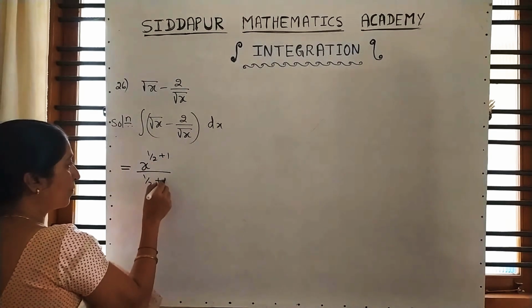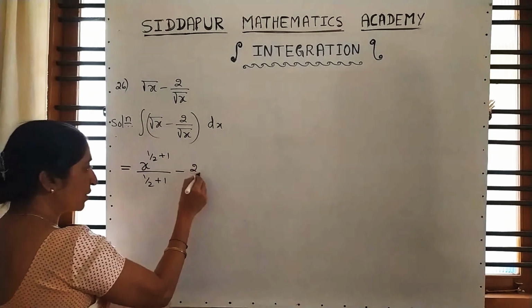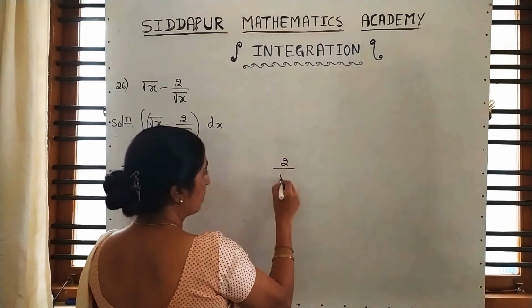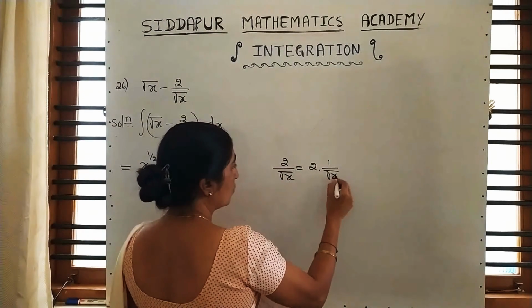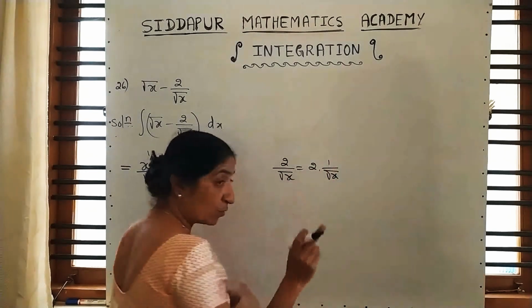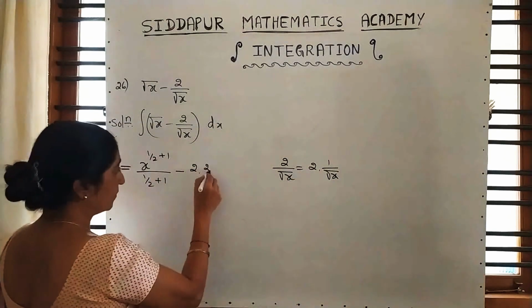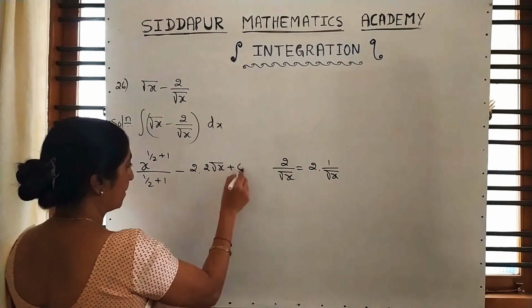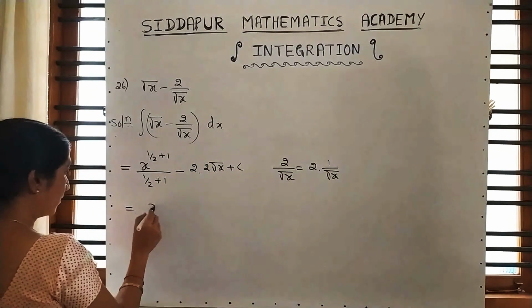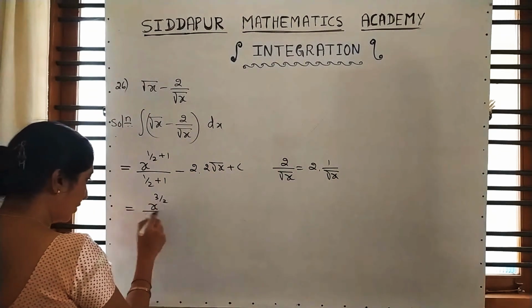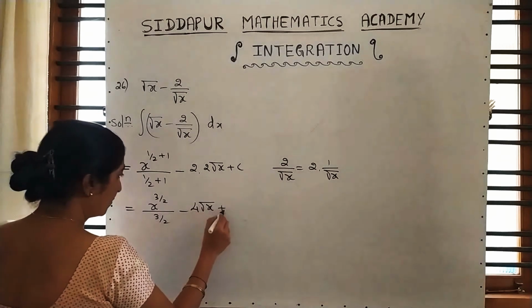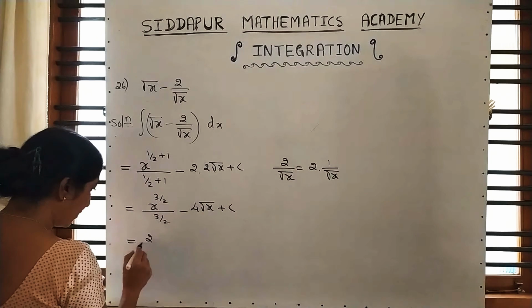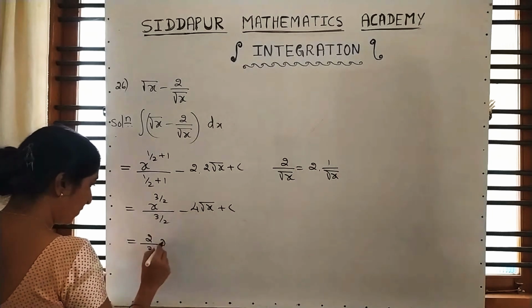And open your formula list, 2 constant. See, 2 by root x will be written as 2 into 1 by root x, 2 constant. And integration of 1 by root x is 2 root x. See your formula list and then you will come to know that formula. It is 4 root x plus c. That is nothing but 2 by 3. This fraction goes up.